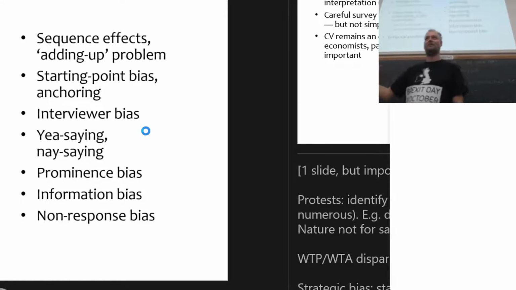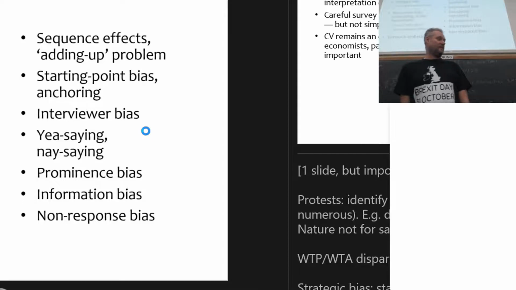Even though you value the goods, if the way things are going to be paid for is offensive to you, or the fact that you're trying to value such a thing as a national park is offensive to you, then people may simply protest, right? These things are very real.